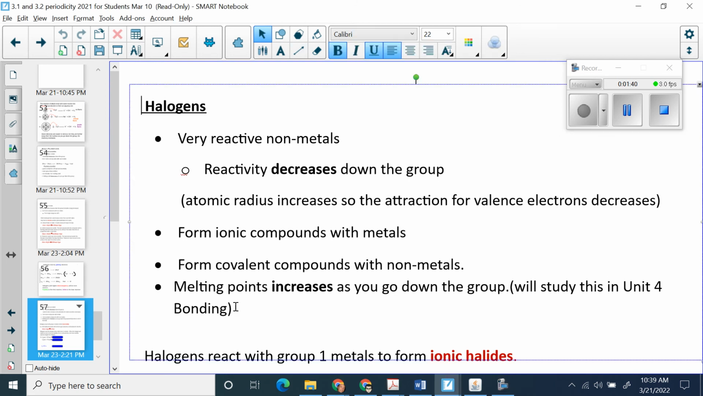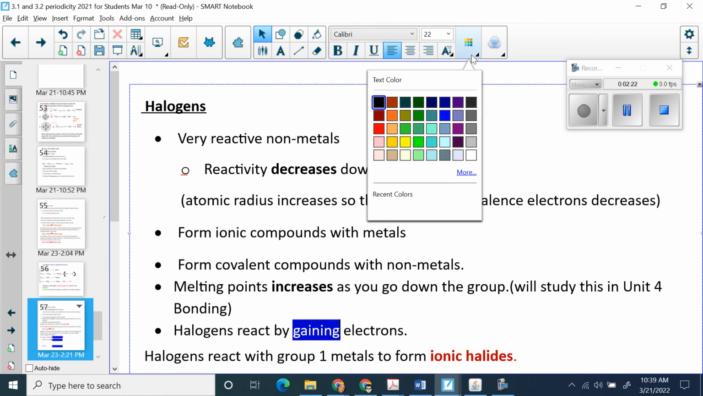So let's put that in here. Because they're on that side of the periodic table, and they're that close to looking just like a noble gas, they just need one more electron to become much more stable. They will react by gaining electrons. All right? And that informs their trend.